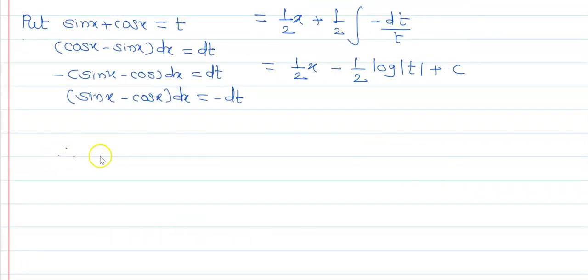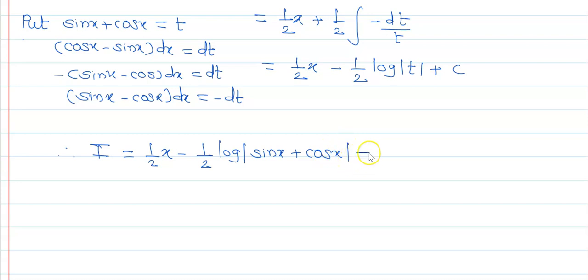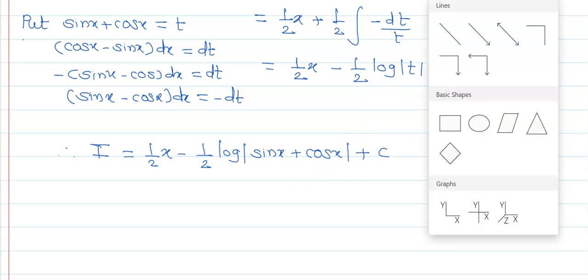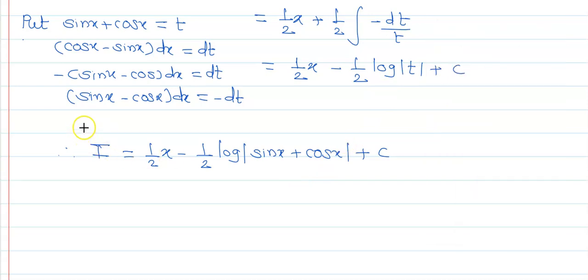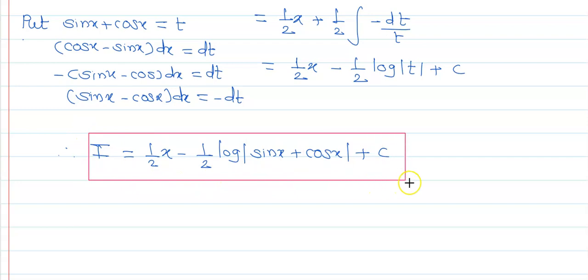Therefore the final answer is I is equals to 1 upon 2 x minus 1 upon 2 log of mod of sin x plus cos x mod complete plus c. Okay. You can see this.